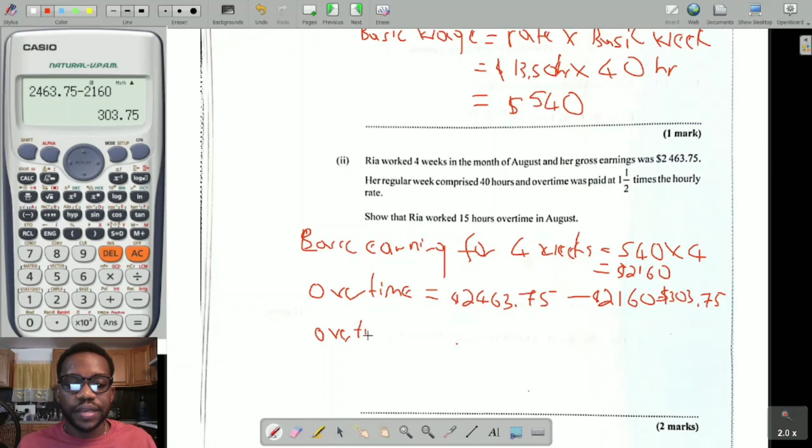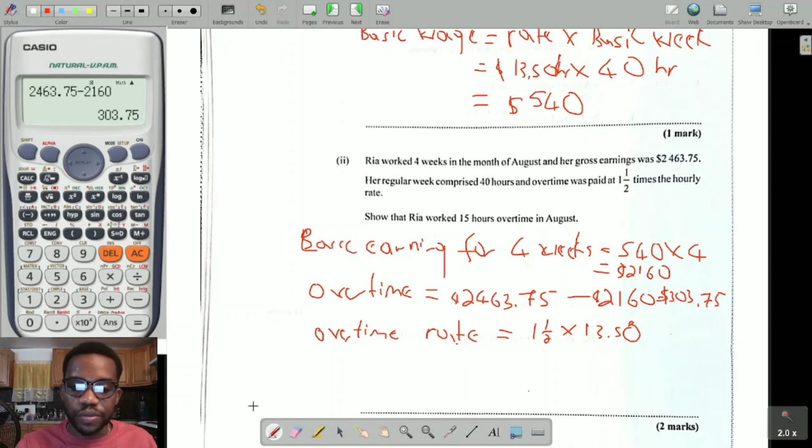So overtime rate is simply equal to time and a half, which is 1.5, multiplied by the basic rate. Now please remember that the basic rate was $13.50. So it's going to be multiplied by $13.50.